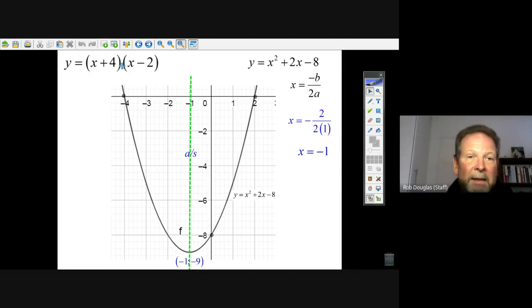Also, if you let x equal 0, you can see that y is going to equal minus 8. 0 and 0, 4 times negative 2 is negative 8. Hey, you've almost got the whole thing here. You've got the x-intercepts, you've got the y-intercept.